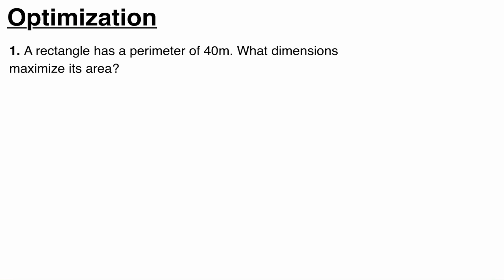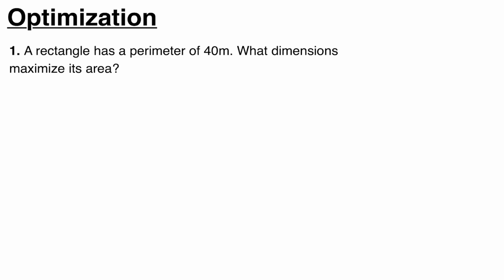In today's video, we're going to go over how to solve some optimization problems for calculus. So for the first problem, we're going to go over a rectangle with a fixed perimeter. So let's say we have a rectangle that has a perimeter of 40 meters. What dimensions would maximize its area?